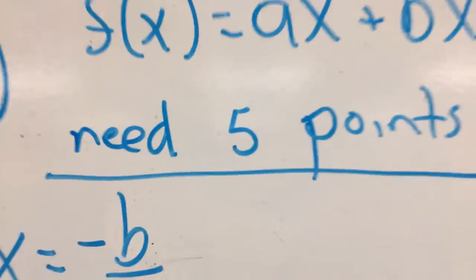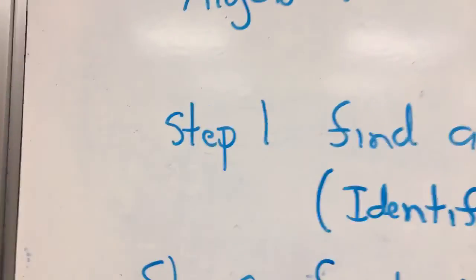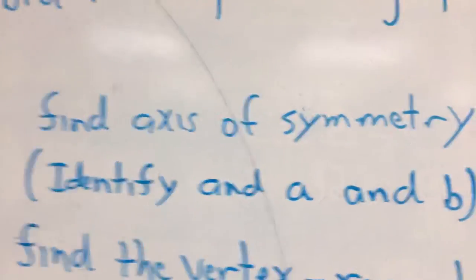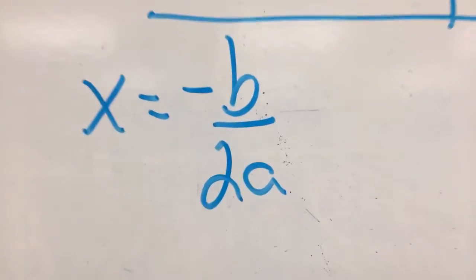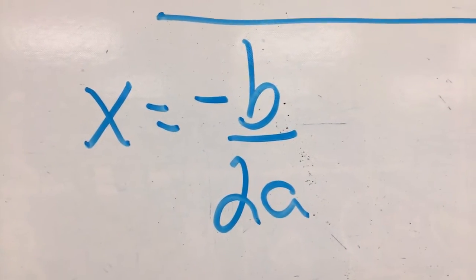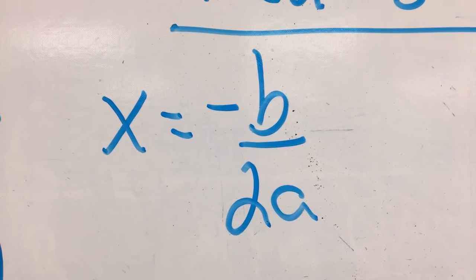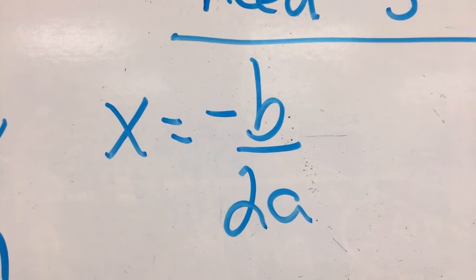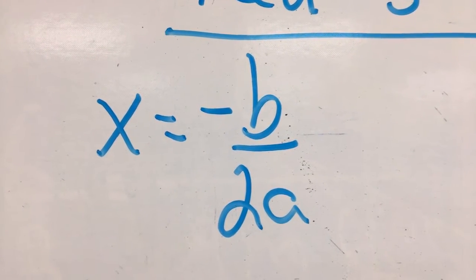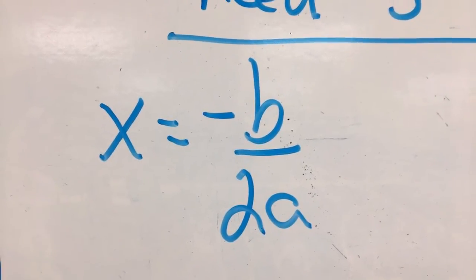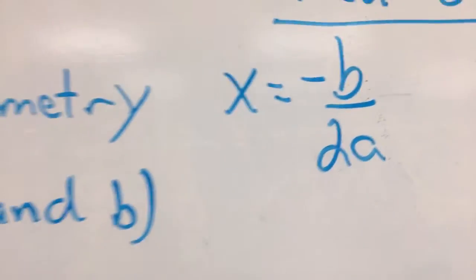So to find the 5 points that I need, the first step is to find the axis of symmetry. And this is the equation to find the axis of symmetry. You need to know this. You take your b, and whatever it is, you take the opposite of it. If it's a positive, now it's negative. If it's negative, it's now positive. And you divide that by 2 times a.